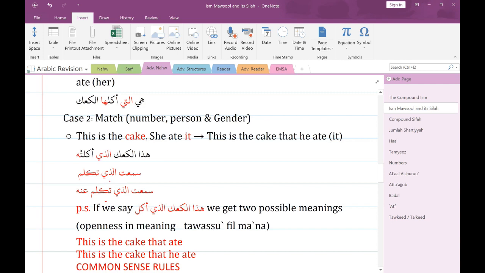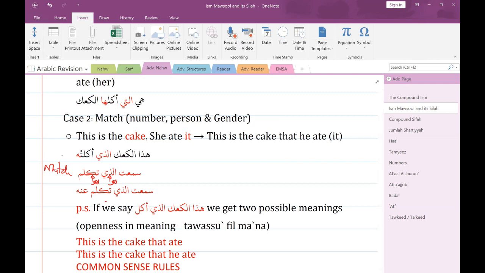So الذي, the inside pronoun here is هو, تكلم, the inside pronoun is هو, and I'm actually speaking about the same person. The one who spoke is the one that I heard. So the one I heard is the one who spoke. Same person. So here there's a match. So we don't need a a'id. So we don't say الذي تكلمه. We don't need a a'id because I'm talking about the same person.